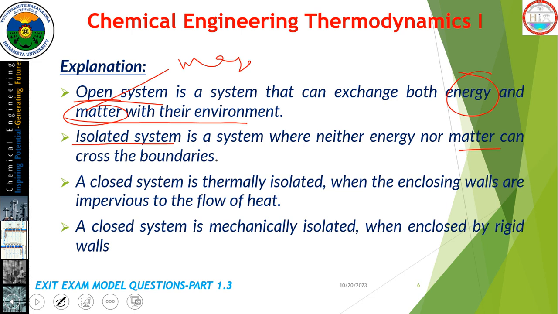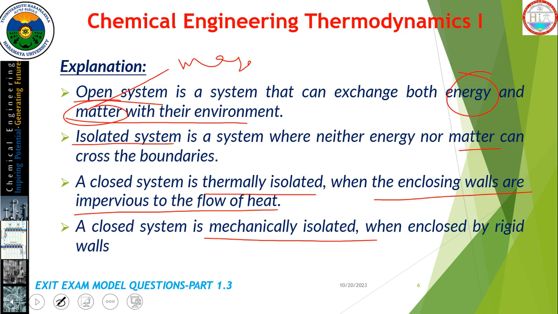A closed system is thermally isolated when the enclosing walls are insulated, meaning they do not transfer heat. A closed system is mechanically isolated when it is enclosed by rigid walls or rigid bodies. They are considered mechanically isolated.